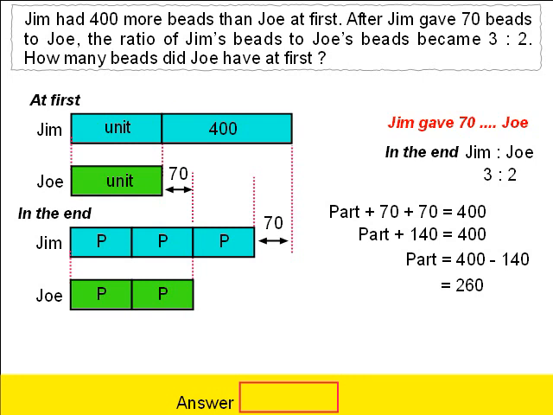Alright, and then we look at Joe's model. We ask how many bits did Joe have at first, so we look at the model of Joe at first, which is 1 unit, so we have to find 1 unit.